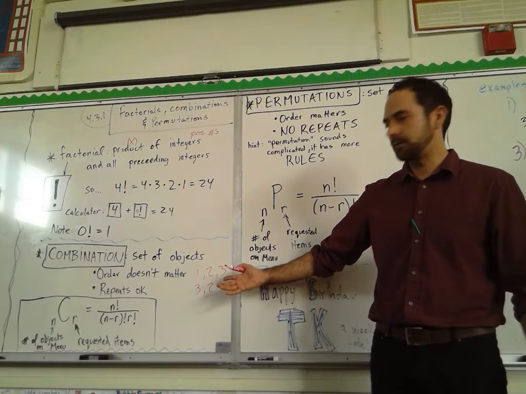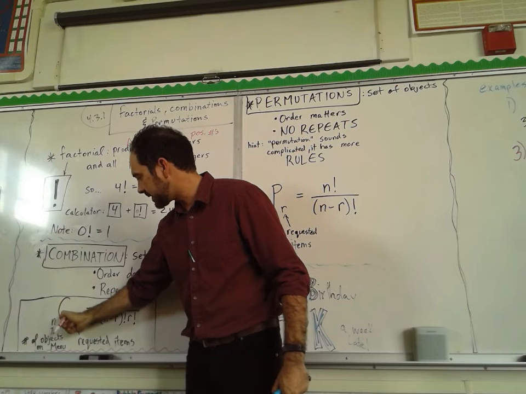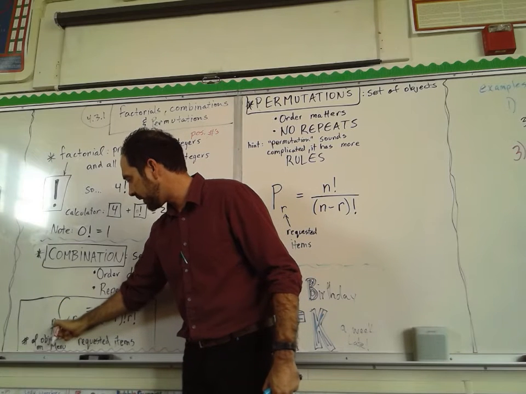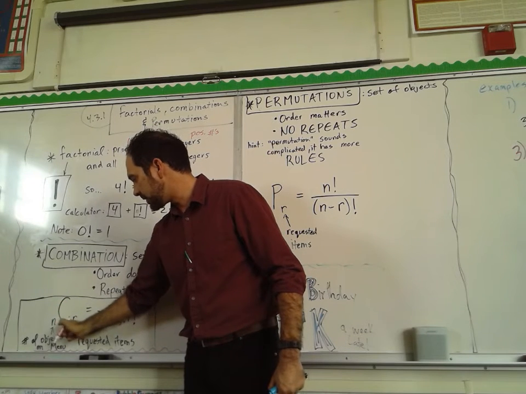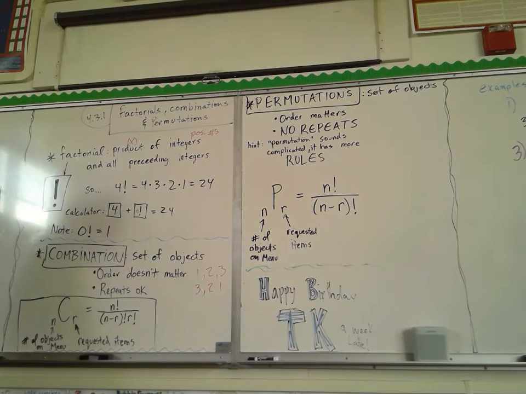The way I remember this is, here's the notation, a big C, and on the left and right are n and r. Those are the two numbers we're looking for that we're going to input here. The way I look at it is, n is the number of objects on the menu. So if you're going to order some food, n is the number of objects you choose from.